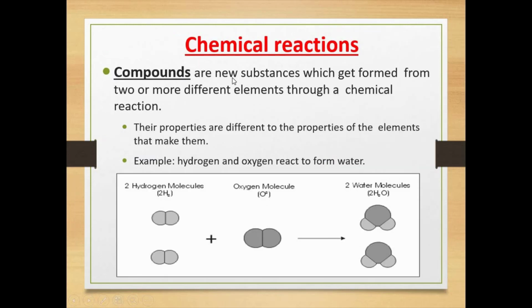Okay, so compounds are new substances which get formed from two or more different elements through a chemical reaction. Their properties are different to the properties of the elements, because hydrogen is a gas and oxygen is a gas, but when they react together forming water, they form something else which is a liquid. So when two elements react together, they can form something which is not in the same state, like hydrogen and oxygen forming the water molecule, which is a liquid and a compound.